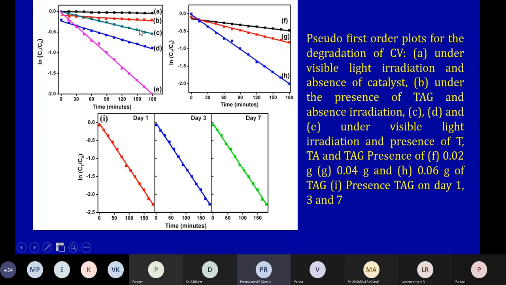We also measured degradation for 1 week. That is, we measured on the first day, third day and seventh day. All three have the same rate of decomposition. So it shows that the compound is very stable even after 1 week.